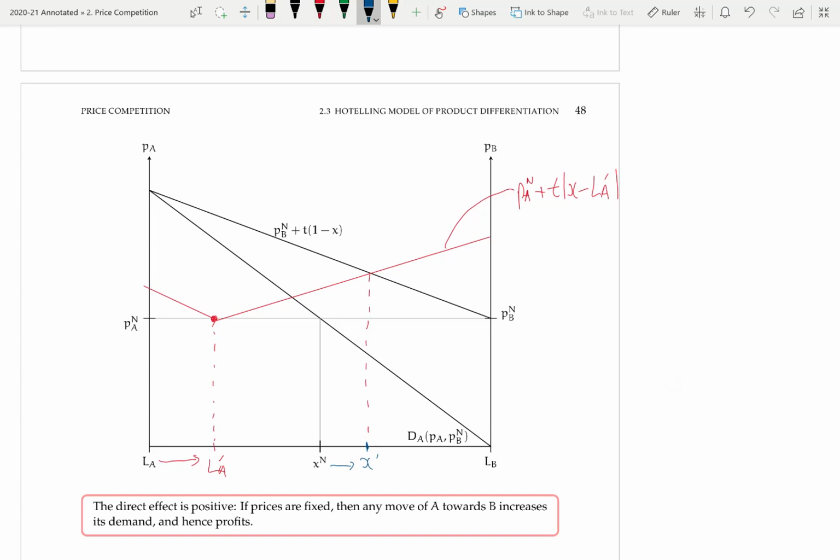The change in profits of firm A from this change in location is just the area between Xn and X dash, the increase in demand, multiplied by the price minus the cost, which remember is 0. So it's this rectangle here. This is the direct effect. The direct effect is positive. If prices are fixed, any movement of A towards B is going to increase A's demand and hence its profits.